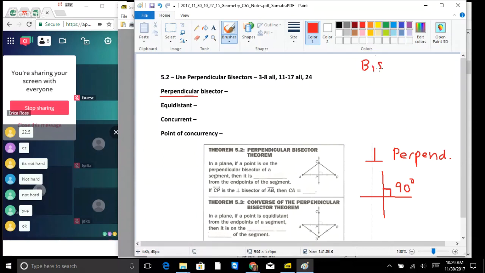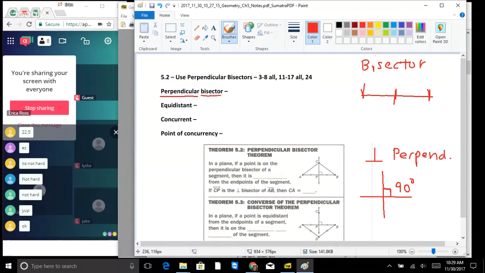Bisector. So a bisector just basically means that we're going to bisect. So we're going to divide a segment into two parts. In addition, the bisector means that it's two equal parts. It's kind of like a midpoint, right?